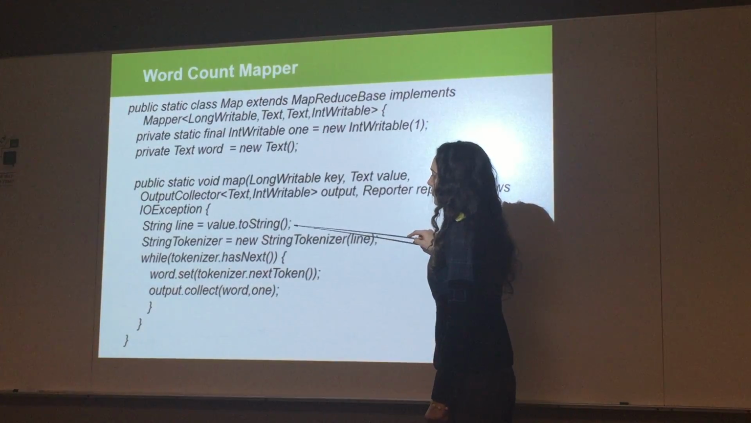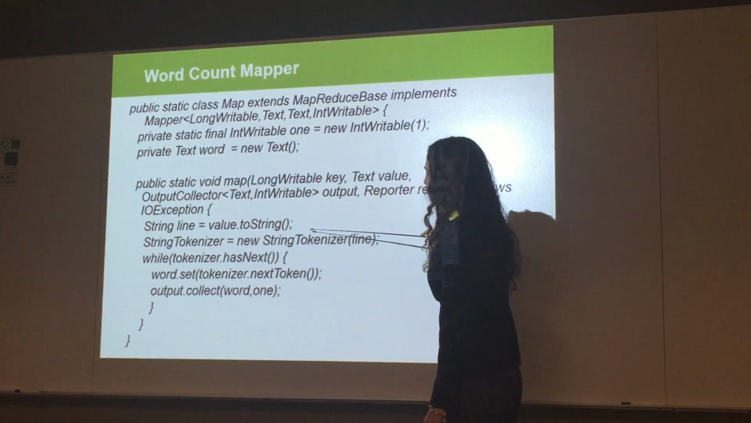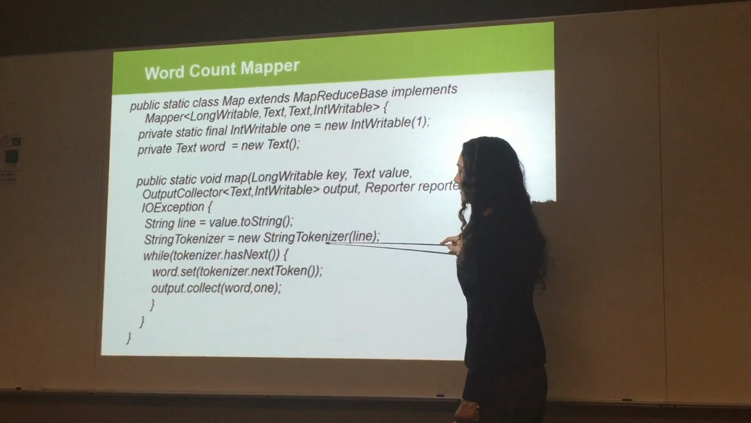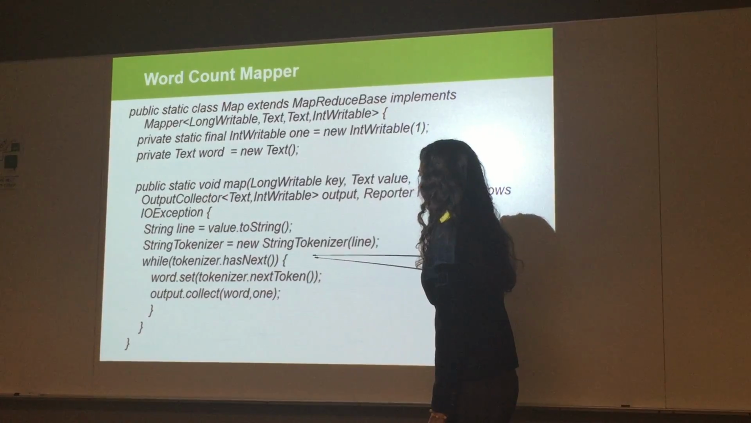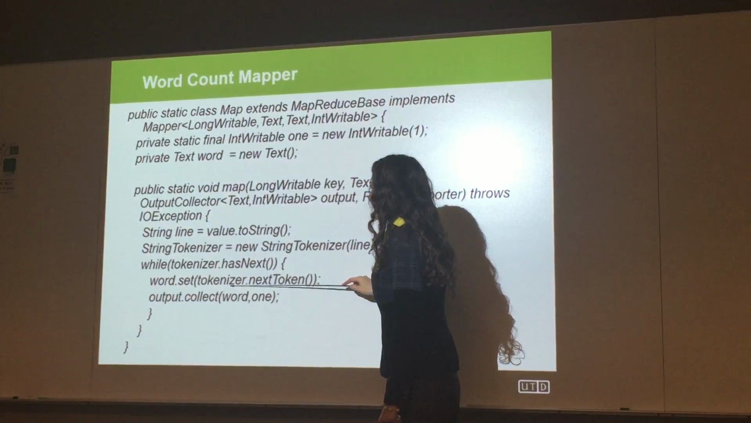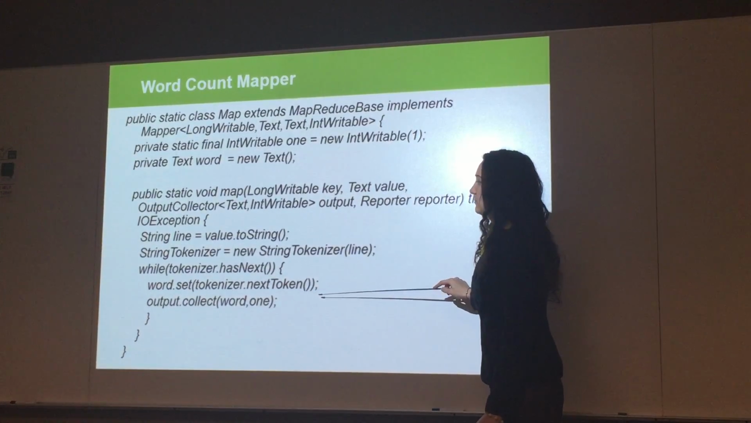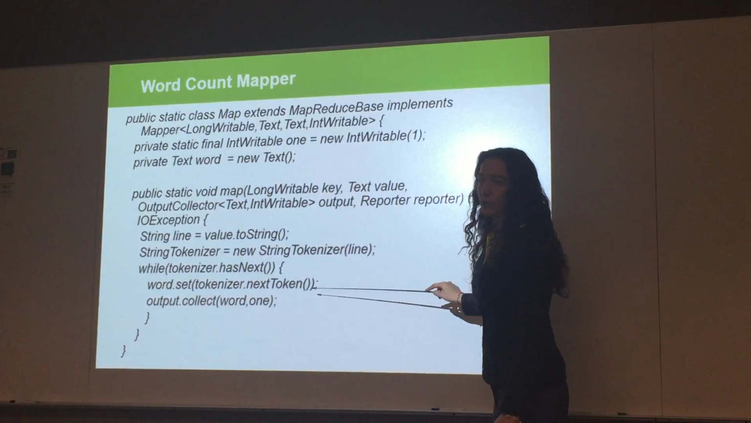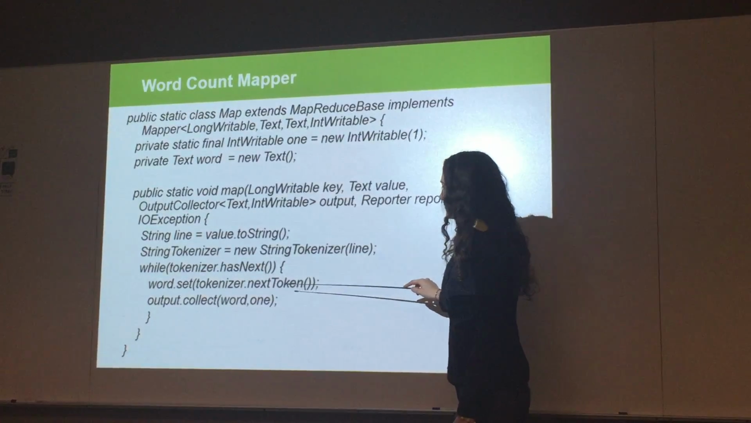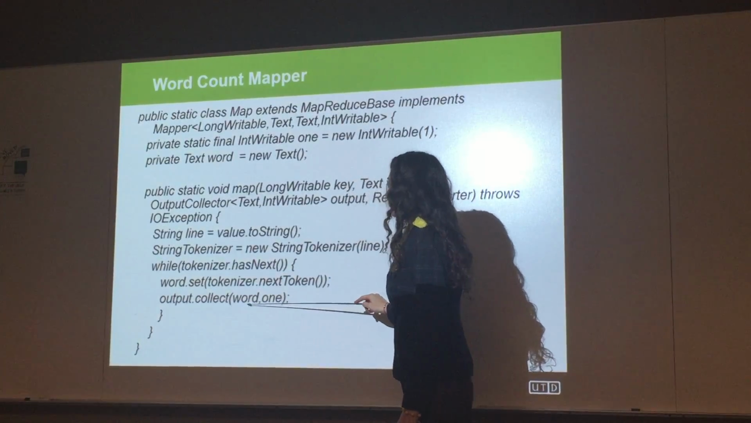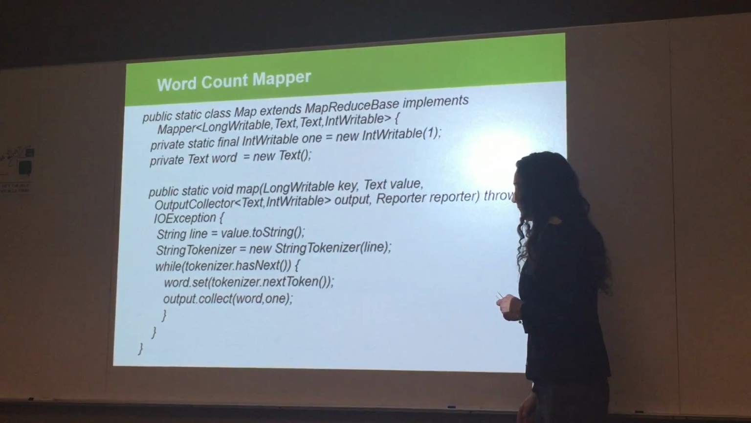Value to string. So here we are converting the value to a string in case it was numerical. And then we have a string token, which is used to get the next token, or the next word, in the string. And then it collects the word and its count.